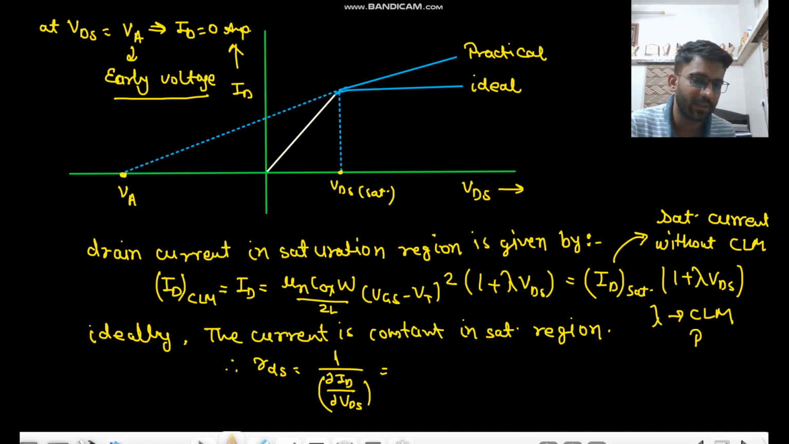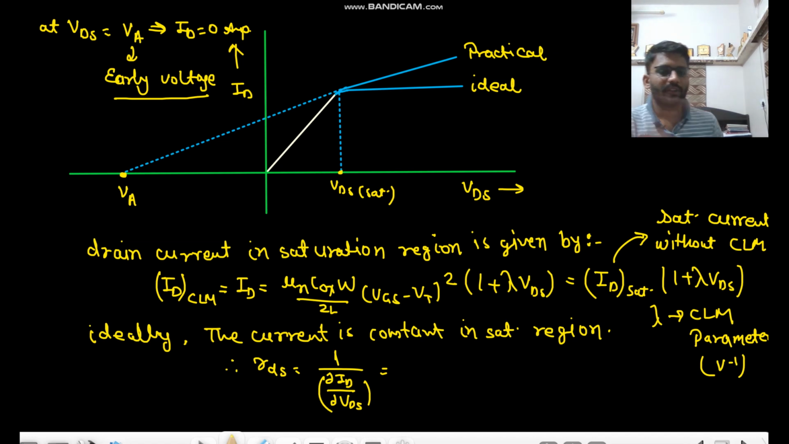CLM, the channel length modulation parameter. What would be its unit? You can see here it is voltage inverse, because this is unitless, so it has to be voltage inverse. Okay, I hope you have understood all this.